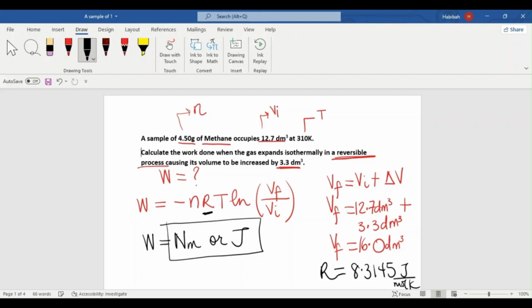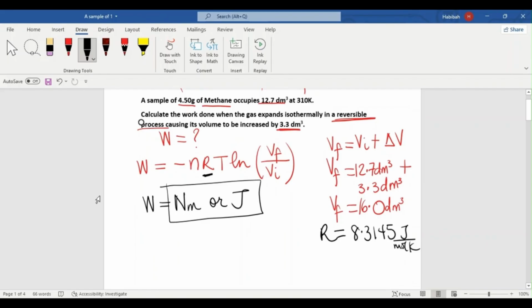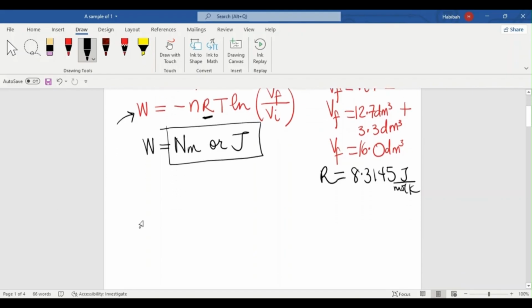So all this information is necessary because we ultimately want to write down all the information that we're given. So when we substitute to find work, we have all the proper information. So the last thing we have to solve for is the number of moles. We're told that the gas is methane, and we're told the mass of CH4, or methane, is 4.50 grams.